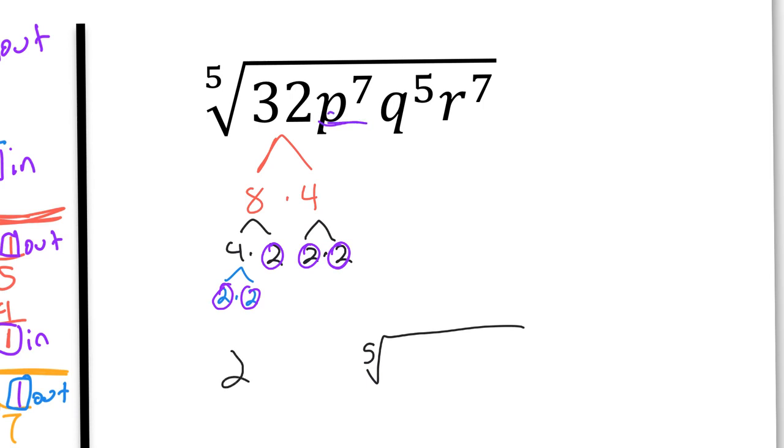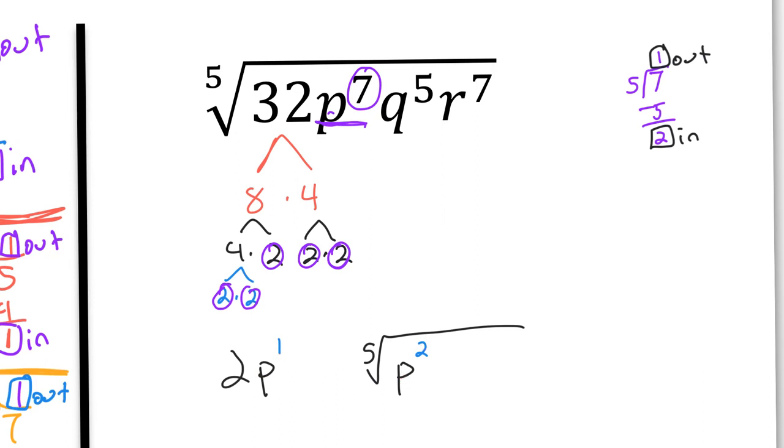Now I go to the p's, and the p has an exponent of 7. So I do 7 divided by the root. The root is 5. You know here, that's the root. And that's going to be 1 time. So my remainder is 2. So that means this one goes inside, and this one goes outside. So p to the first power outside, and p to the second power inside.